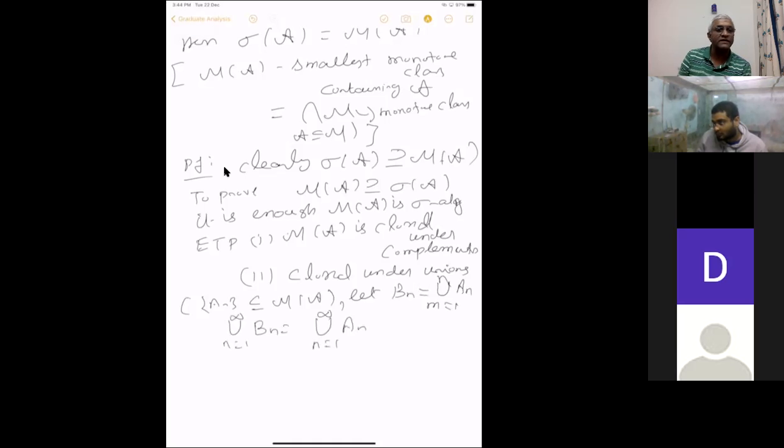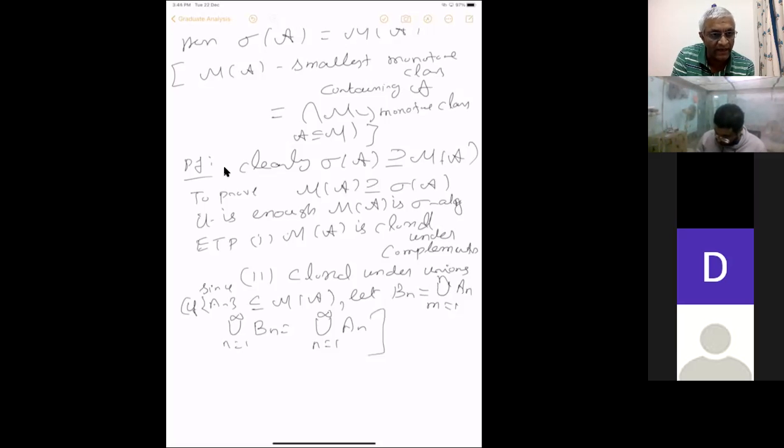So this is an increasing union. But since this is a monotone class, if we prove that this B_n is in the monotone class, then it is true that the increasing union of B_n, which is equal to the union of A_n, is also there. So this is because of that. If there is A_n, then let B_n be like this, then this is true. Okay, so it's enough to prove the second thing, that it's closed under finite union.